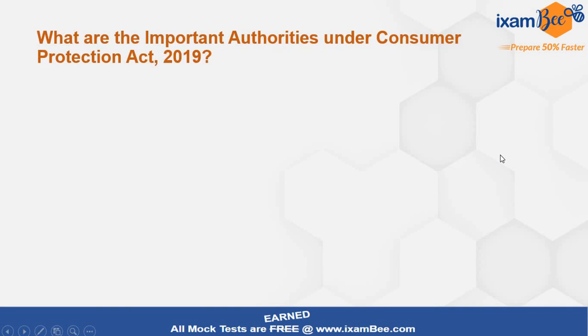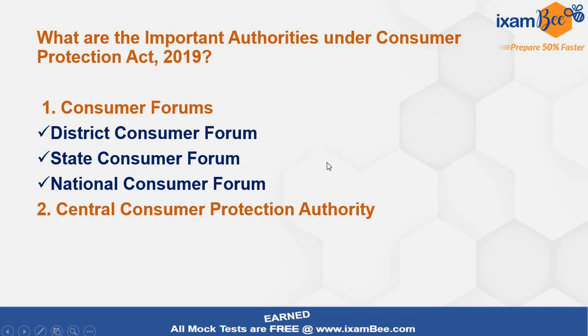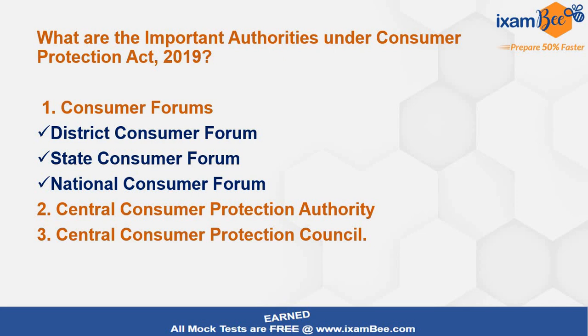So what are the important authorities under Consumer Protection Act 2019 that we are going to discuss in today's video? So let us sum it up, how many authorities are there. Consumer forums are there. These are the forums where the jurisdiction lies, meaning the disputes are redressed. These are the redressal forums. So there are three kinds of consumer forums: district consumer forum, state consumer forum, and national consumer forum. The next authority is Central Consumer Protection Authority, and the third one is Central Consumer Protection Council. So these are the three categories of authorities that we have under the Consumer Protection Act 2019.